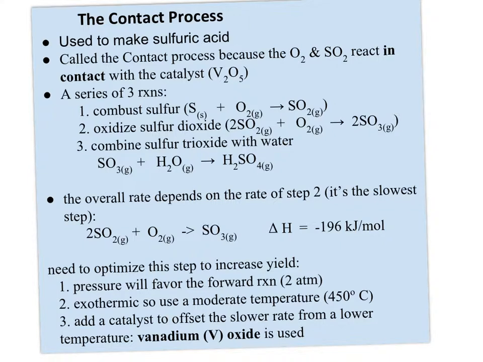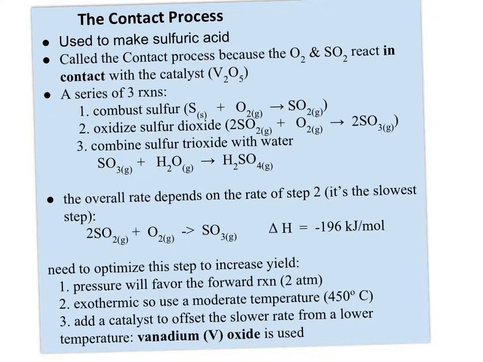So it's really a series of three reactions. You combust or burn sulfur, so S plus O2 gives you the SO2. And then the second step, which is oxidizing the sulfur dioxide or combining SO2 with O2 to give you SO3. And finally, the third step, SO3 with water then synthesizes to give you the H2SO4, which we wanted.